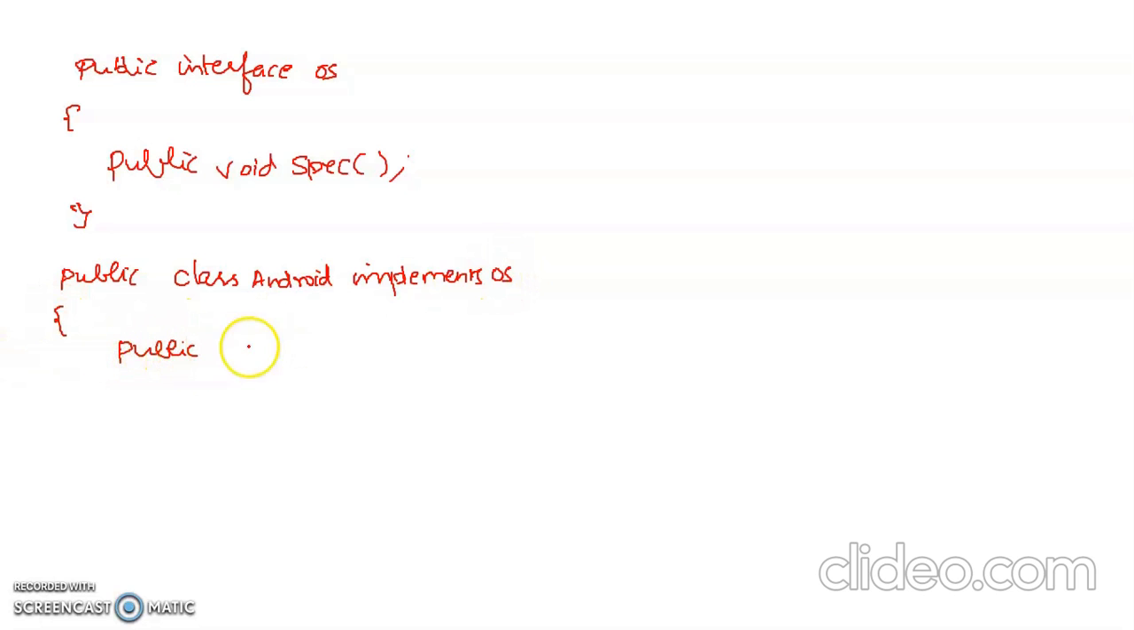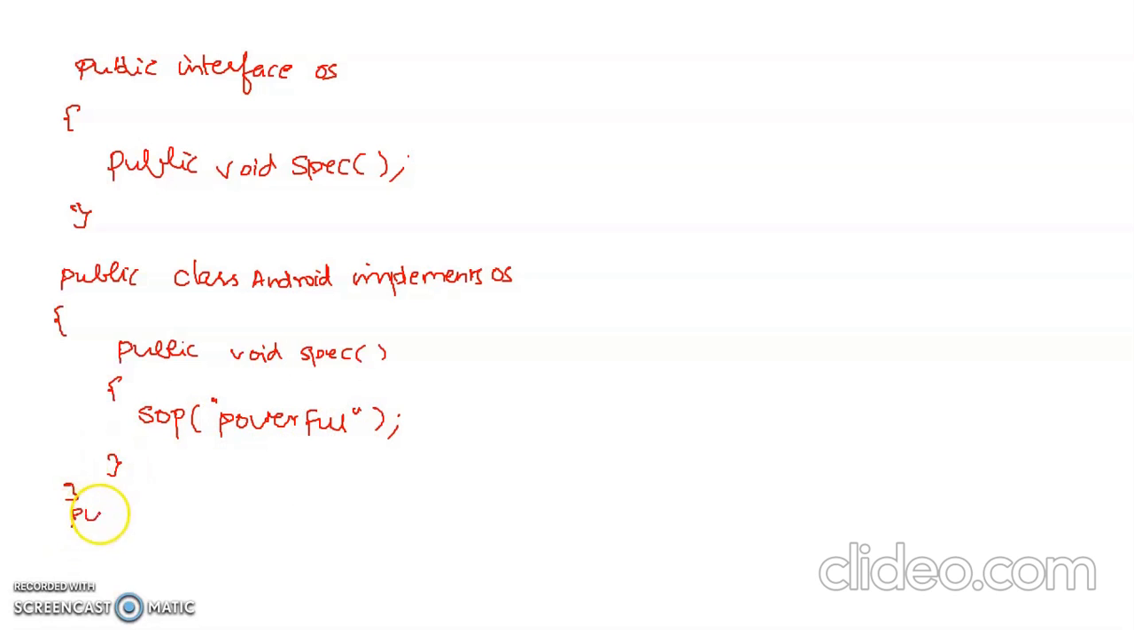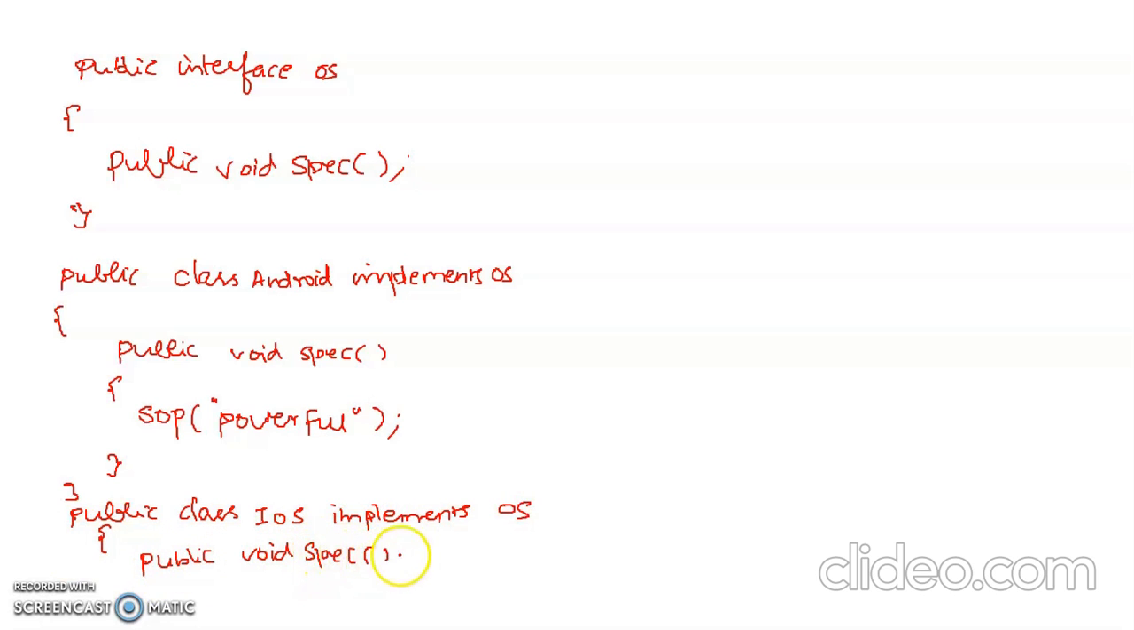I'm going to define the method public void specification. I'm going to write System.out.println: it is a powerful OS. Similarly, I'm going to write for iOS and Windows. iOS implements OS, with the same public void specification method definition. I'm going to write it as secure.